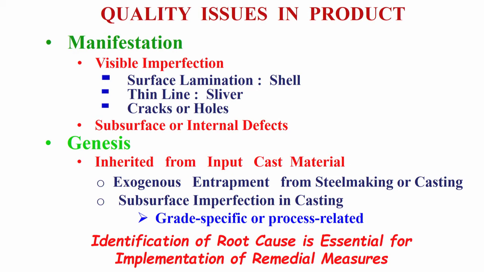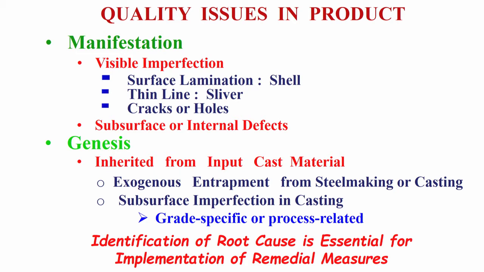And then I had mentioned what the manifestations of quality issues are. It can be surface lamination, it can be thin line, it can be cracks or holes or subsurface or internal location defects. Genesis, mainly I have been talking about inherited from the input material, that means whether it is exogenous entrapment during steel making or casting or subsurface imperfection in casting. This may be grade specific, may be process related. So, the identification is very important.